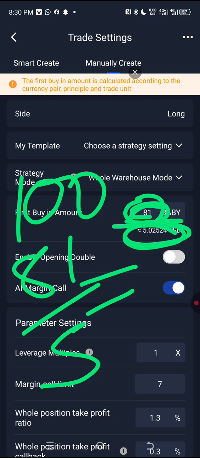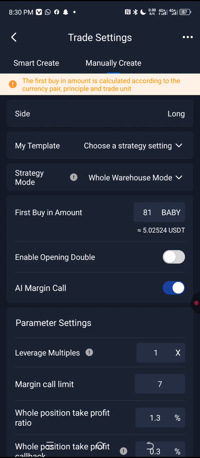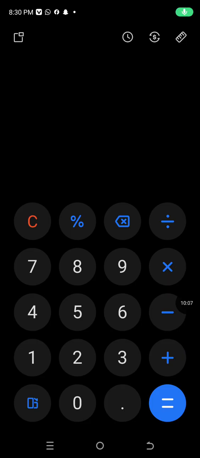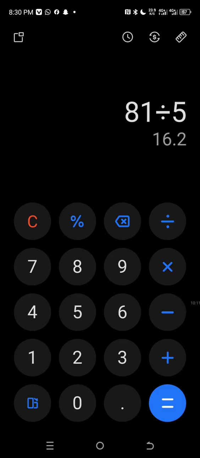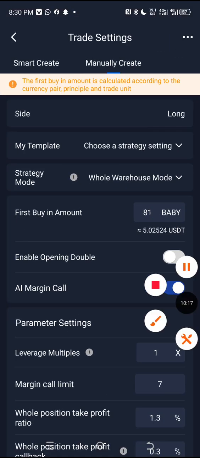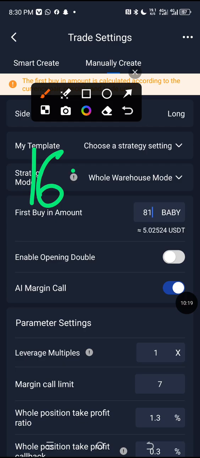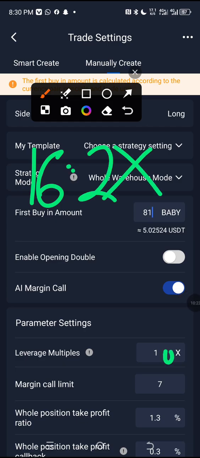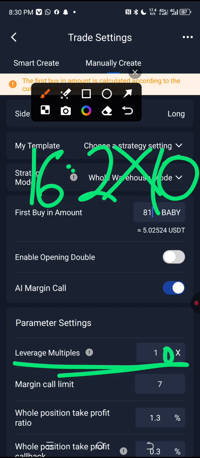So we're going to go to our calculator and see. Okay, 81 by 5, we get 16.2. So 16.2, the answer you've got here, times the leverage you want to use. In this case, I'm going to use 10 on the leverage multiples.